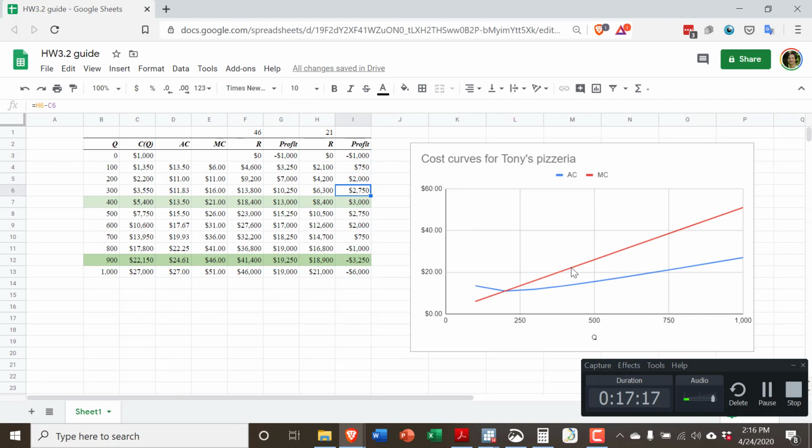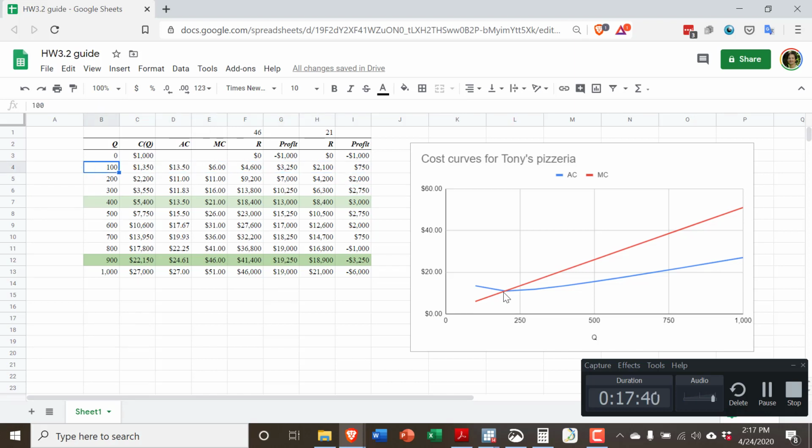As long as the price is above the minimum average cost, right? As long as Tony is paid more than it costs him on average to produce pizza, there's a positive economic profit, and other businesses or other people are going to look around and say, oh, maybe I should get into the pizza business as well. So the minimum average cost is actually the long run sort of cost in a perfectly competitive market.